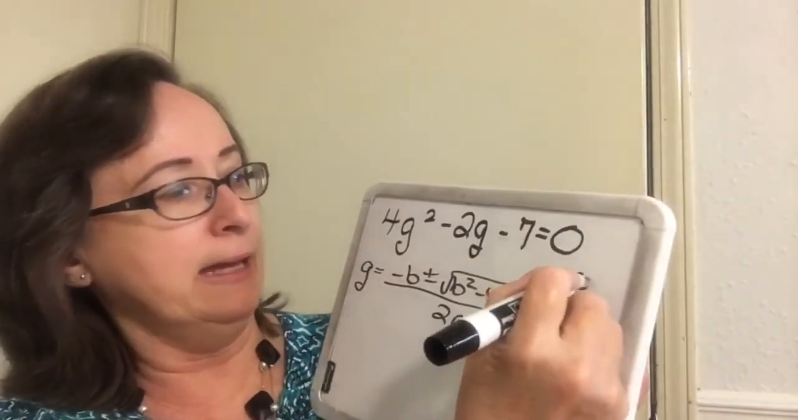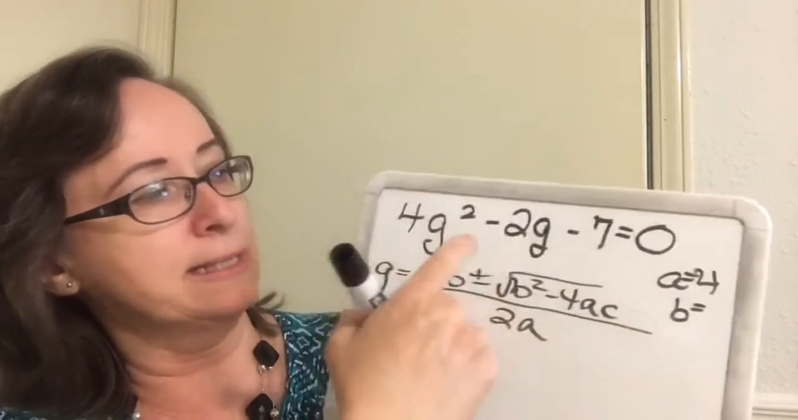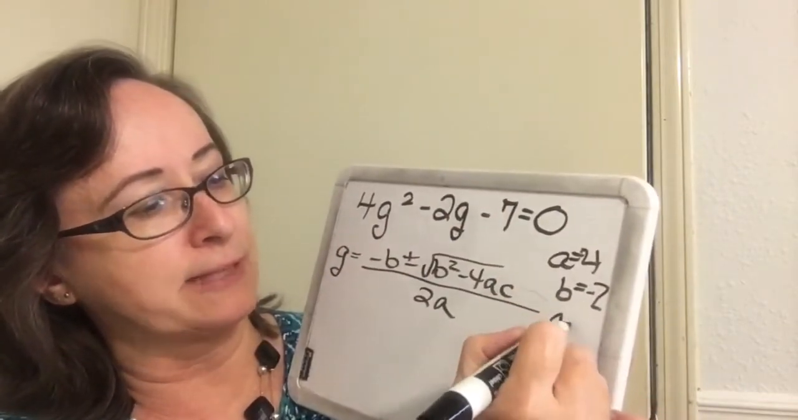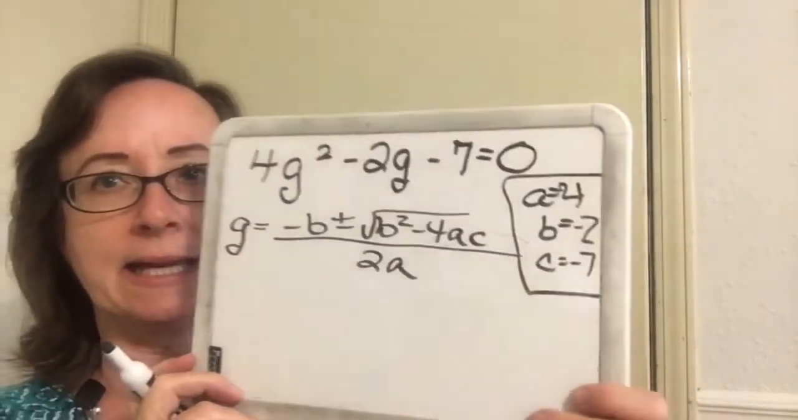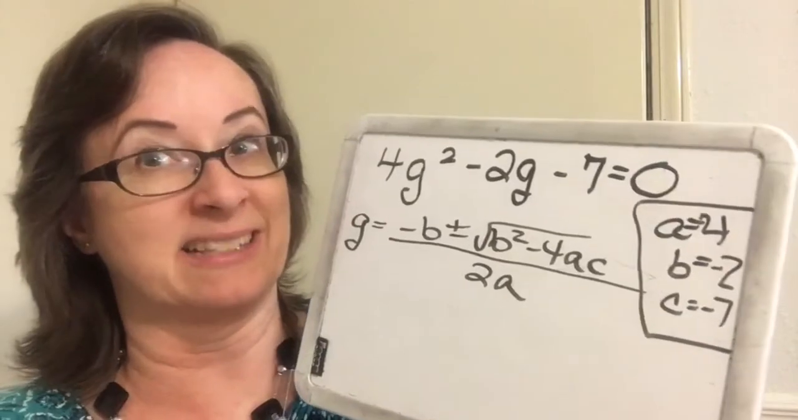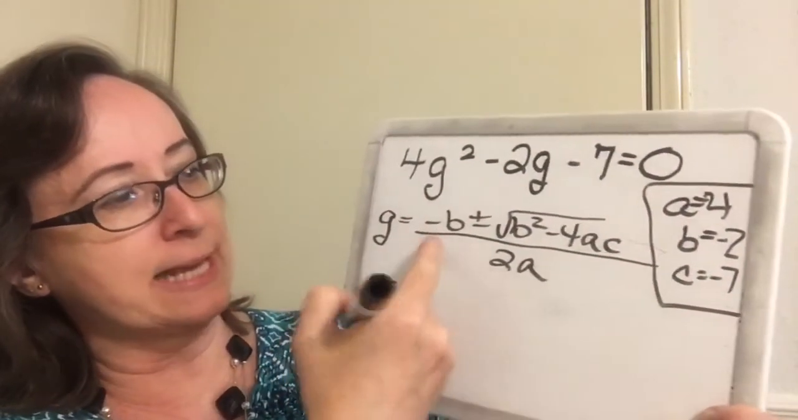A variable squared plus b variable plus c equals 0. So a is 4. b is negative 2. And c is negative 7. So these are the numbers that I will plug into this formula. That's all the quadratic formula is. It's a plug-in.